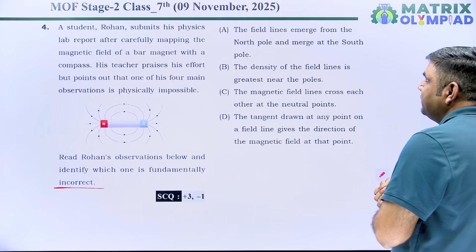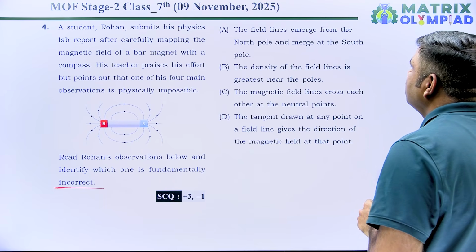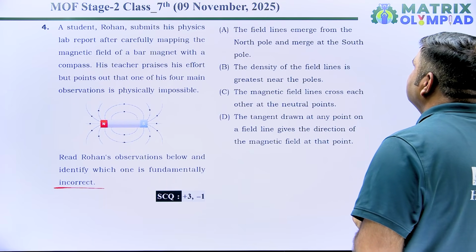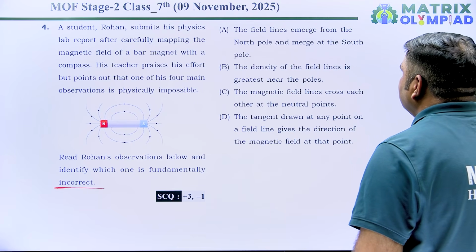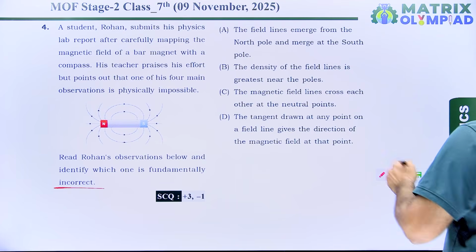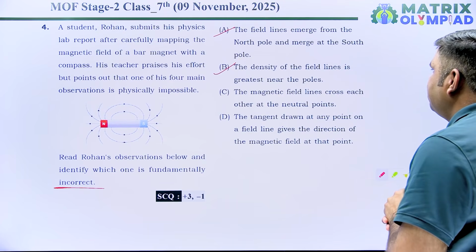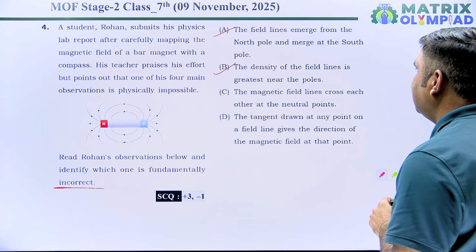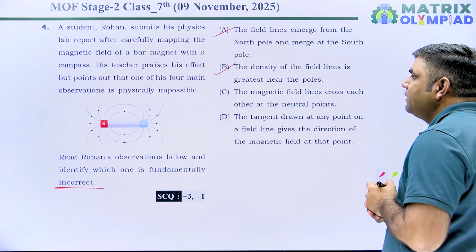So here we have the options. The field lines emerge from the North Pole and merge at the South Pole. Second option, the density of the field lines is greatest near the poles. So the first is correct, the second is also correct. The magnetic field lines cross each other at the neutral point. No, magnetic field lines never cut each other.